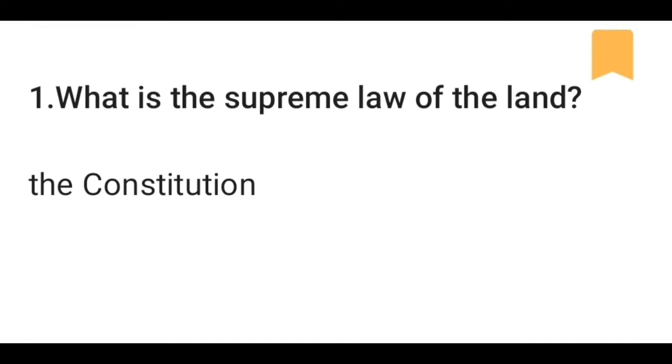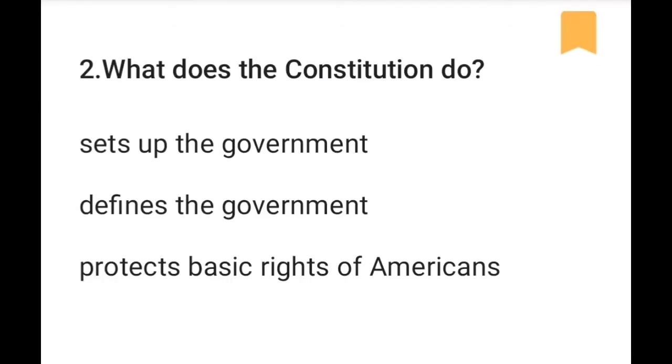What is the supreme law of the land? The Constitution. What does the Constitution do? Sets up the government, defines the government, protects basic rights of Americans.